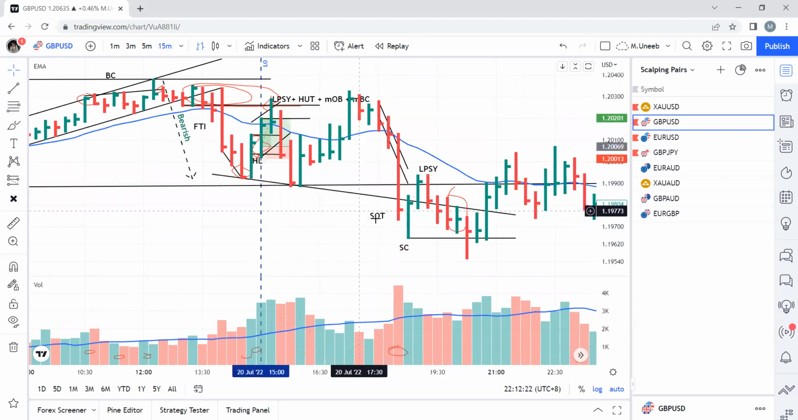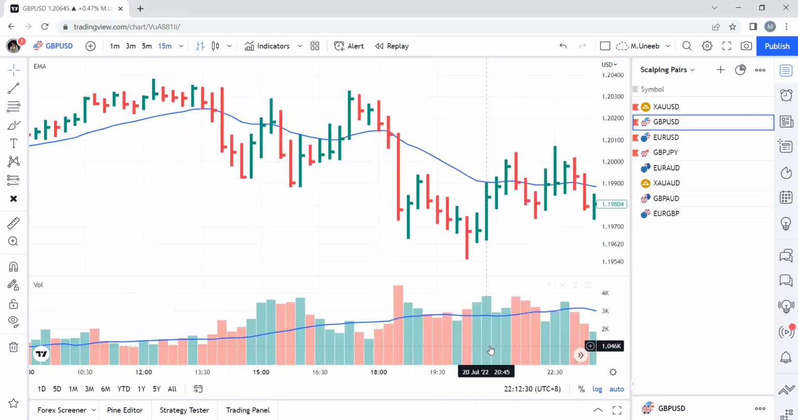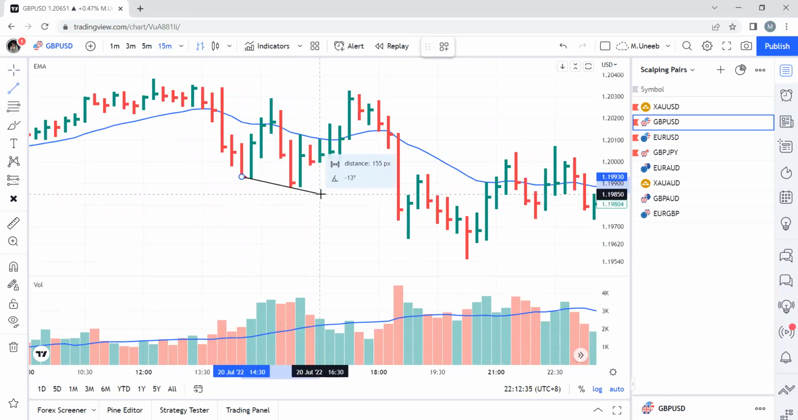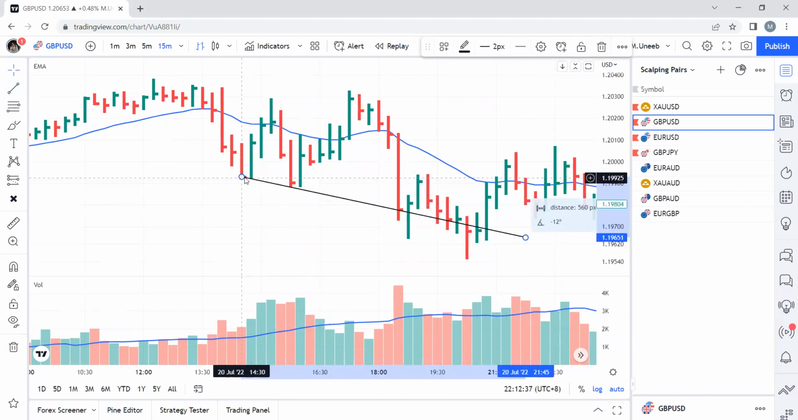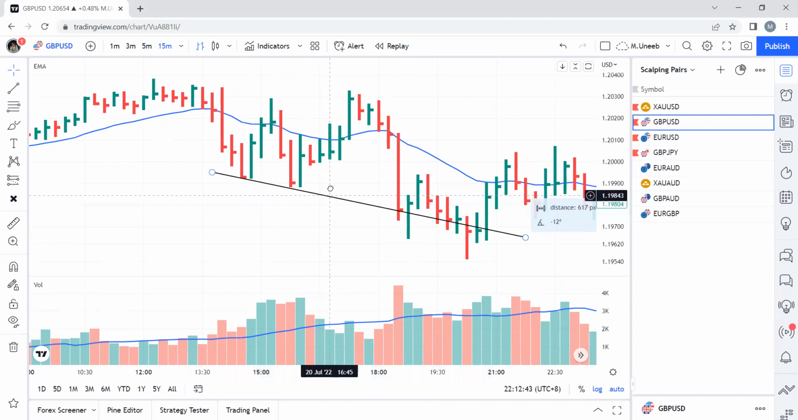Can you see shortening of the thrust? The third touch seemed to have a bigger thrust, right? See, we joined this low, okay? We joined this low. We dragged it all the way down. We call it a reverse user trend line. And now joining these two points here.